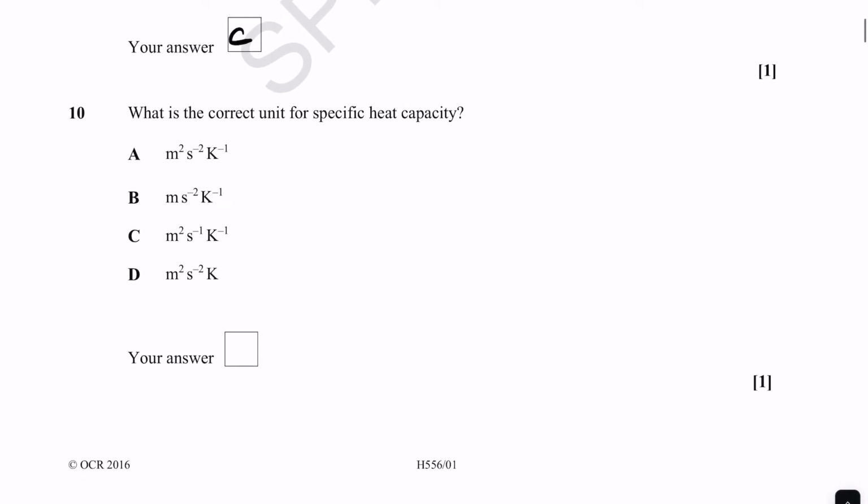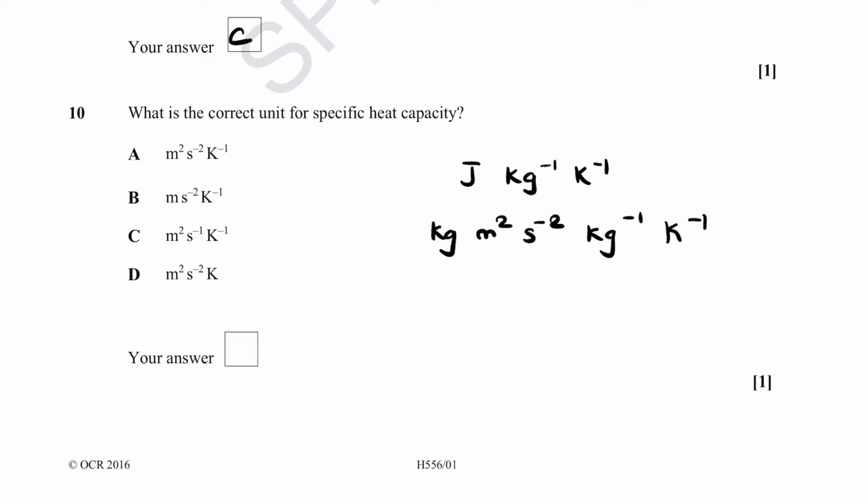Question number 10 talks about what the correct units of specific heat capacity are. So we know specific heat capacity is written as joules per kilogram per Kelvin. And joules can be written as kilograms meter squared per second squared. So if I just tidy this up, the kilograms and per kilogram get cancelled, and that leaves me with A as the answer.